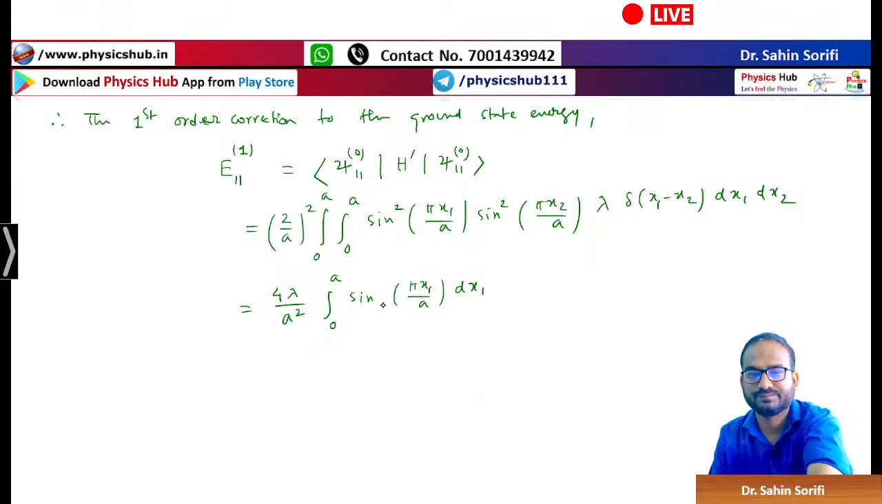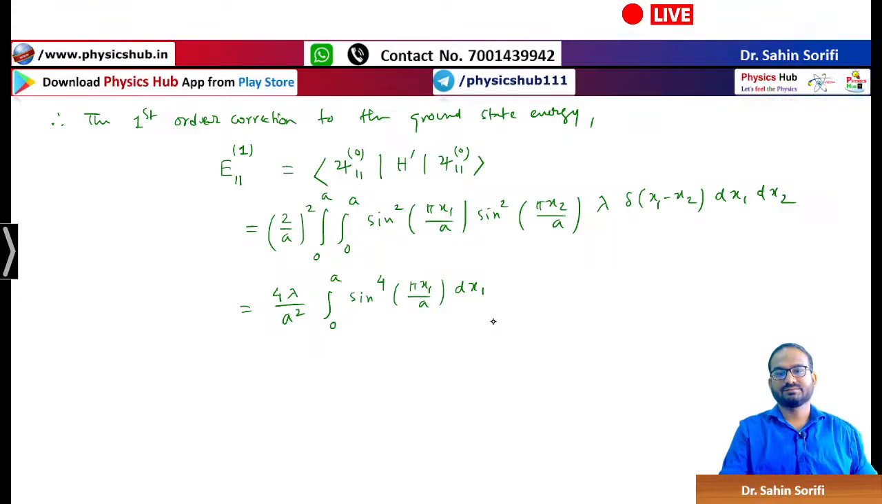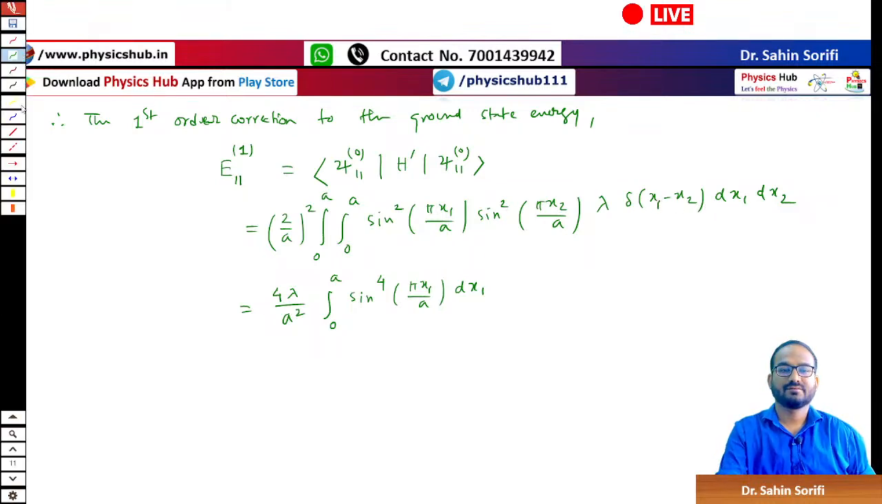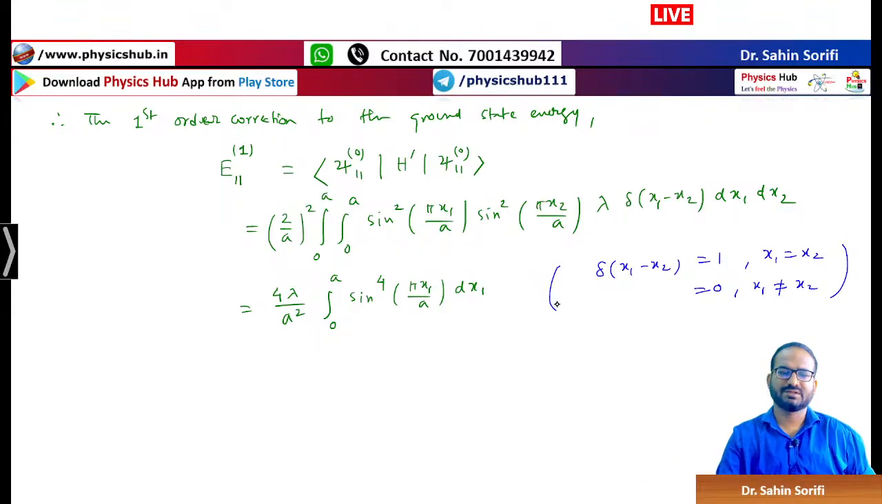sin to the power 4. Can I write sin²(π x1/a), and here it is equivalent to sin²(π x1/a)? So sin⁴(π x1/a) dx1. Can I write it? Because when x1 and x2 are equal, then these are equal. δ(x1 − x2) is equal to 1 when x1 equals x2. It is 0 when x1 does not equal x2. So we have used this formula. If x1 equals x2, then you can simply write it. There is no other logic. Okay, simple thing.